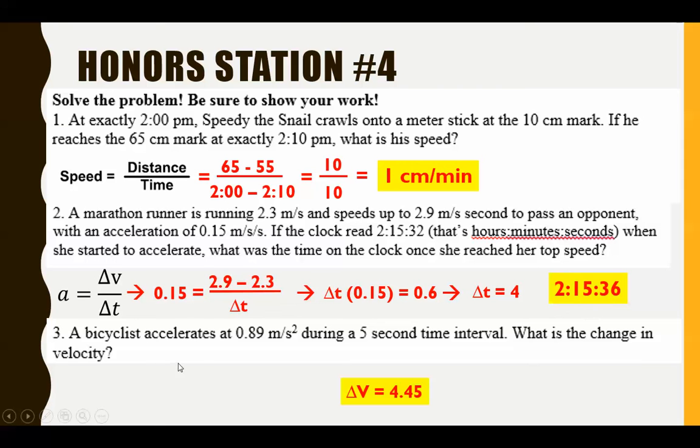For the last one, we have another acceleration equation, so we're going to start with our equation and plug in the things that we know. They tell us the acceleration is 0.89, and we're solving for change in velocity, but we do know the time. Multiply both sides by 5, and we get our velocity of 4.45 meters per second.